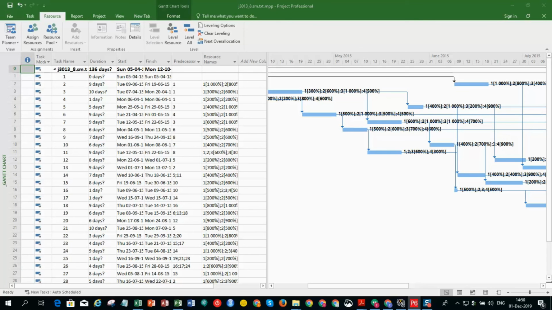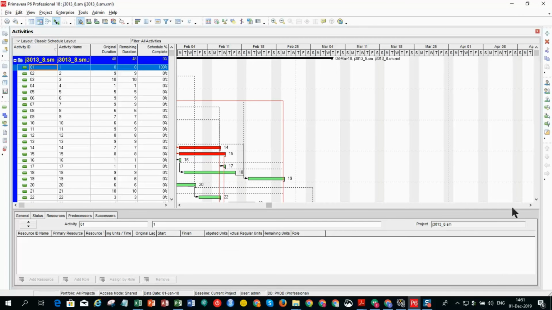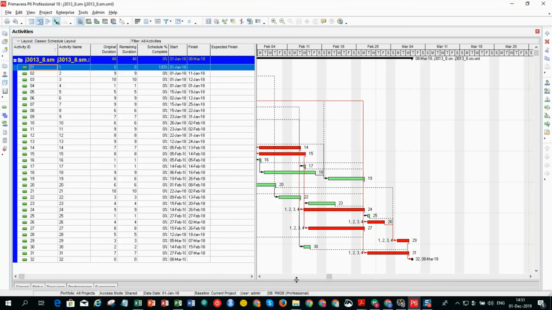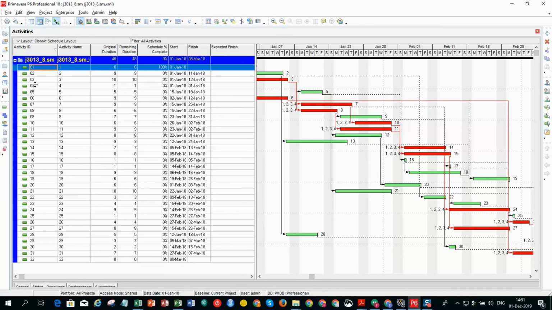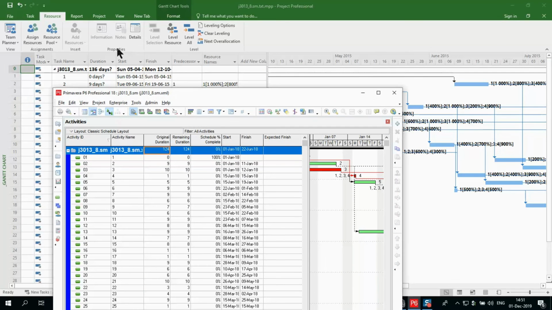Let's now look at Primavera. It is the same schedule with the same number of activities, the same resources, and the same availability of resources. Without resource leveling, it produces the same 48 days schedule. Now, if you do resource leveling, you'll see that it produced 124 days. And just to remind, Microsoft Project produced a 136 days schedule.